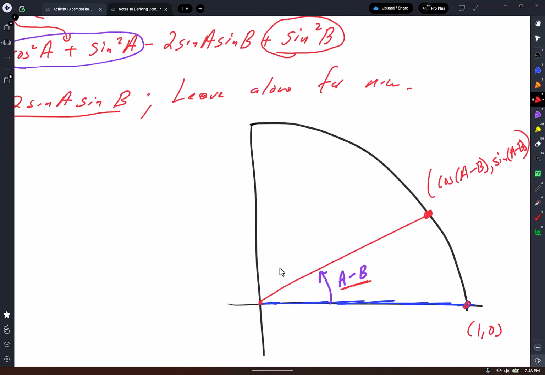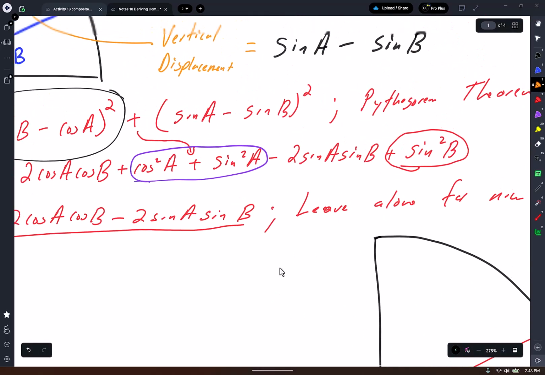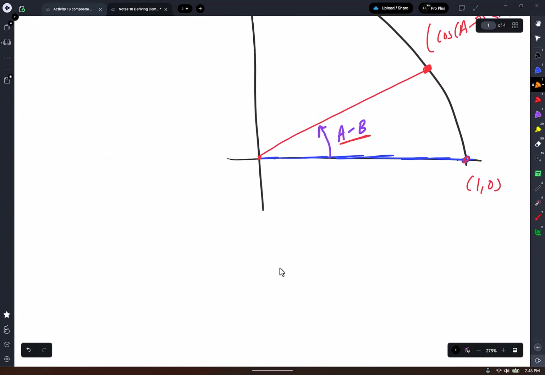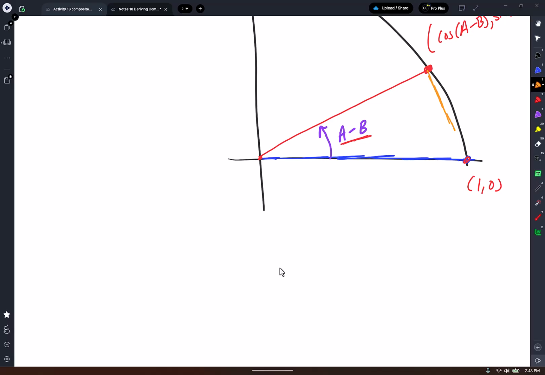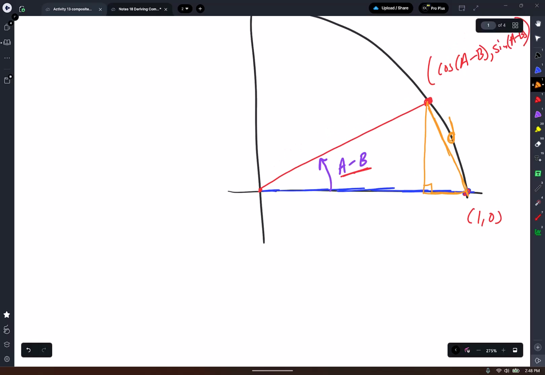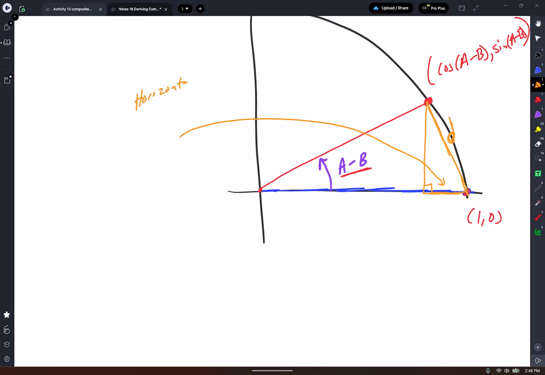Are we still okay, guys? This distance is still the same one as this one. I just didn't draw it as well, but that's fine. That distance is still the same. This right triangle is still the same. This is still D. I'm still doing the same thing. This is still my horizontal displacement, and this is still my vertical displacement.